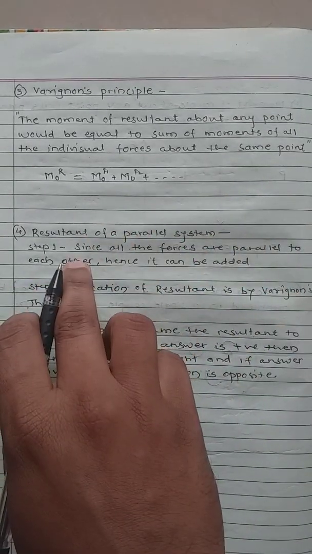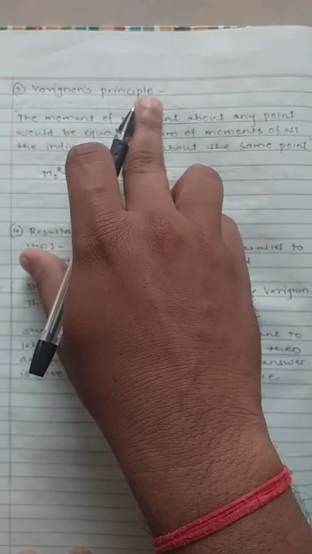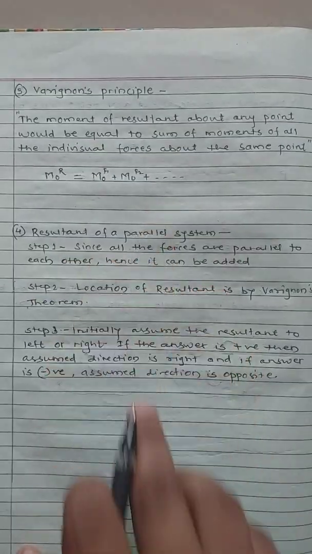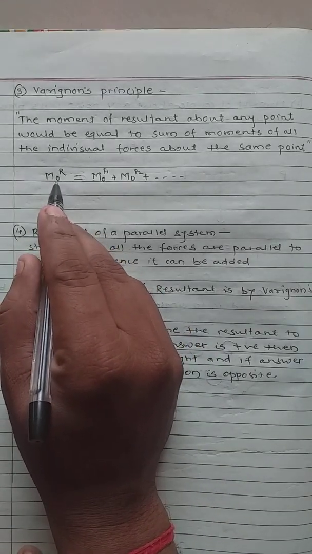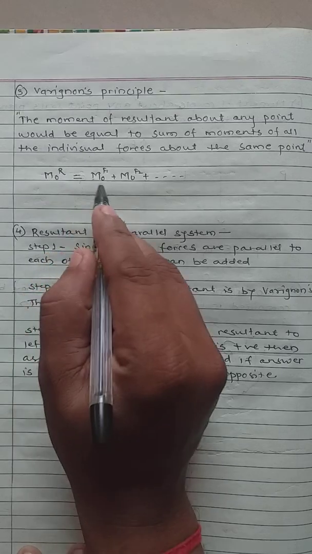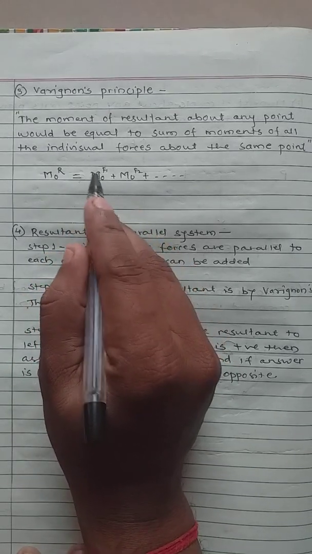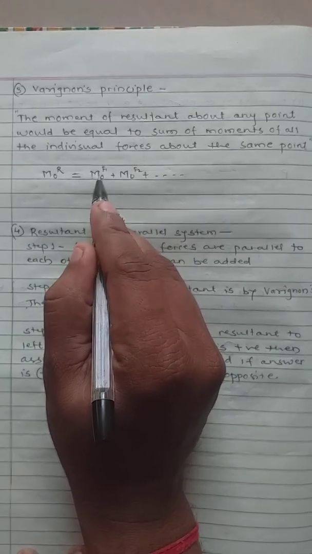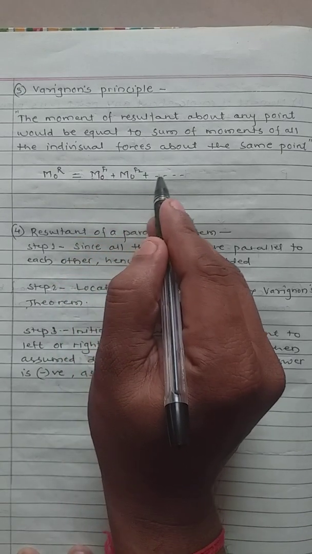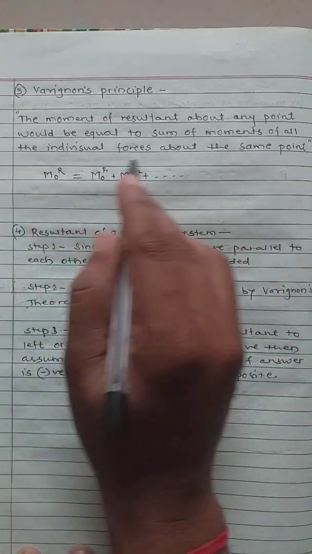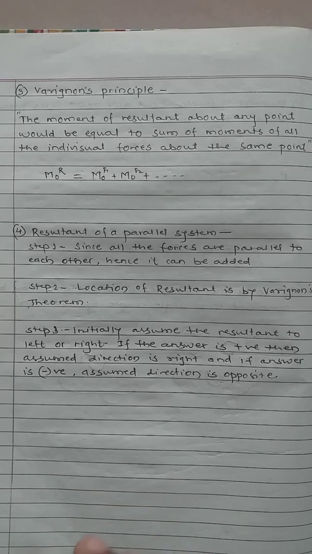about that particular point. Okay, I will show you how to use Varignon's principle while solving problems on parallel force systems. It can be said that the moment of the resultant about point O will be equal to the summation of all the moments, meaning the addition of all the moments. So the moment of force F1 about point O plus the moment of force F2 about point O plus so on. So Varignon's principle means the moment of the resultant about any point will be equal to the sum of the moments of all the individual forces about the same point.